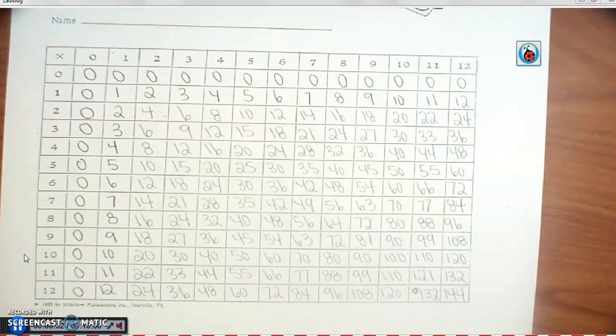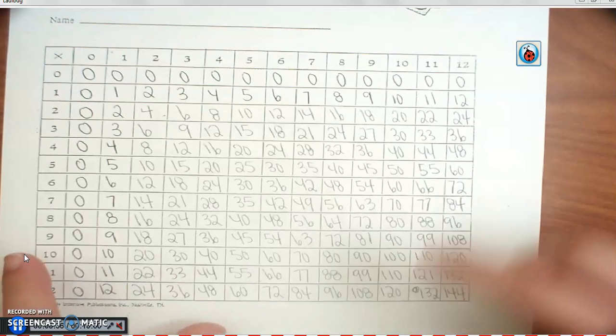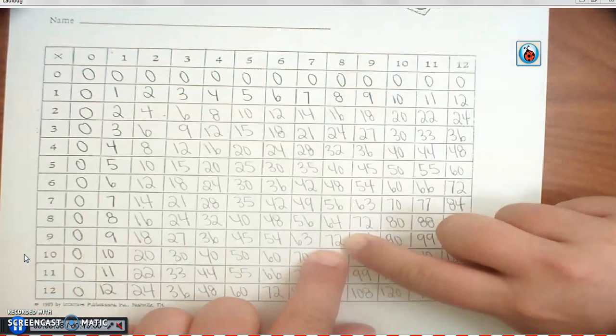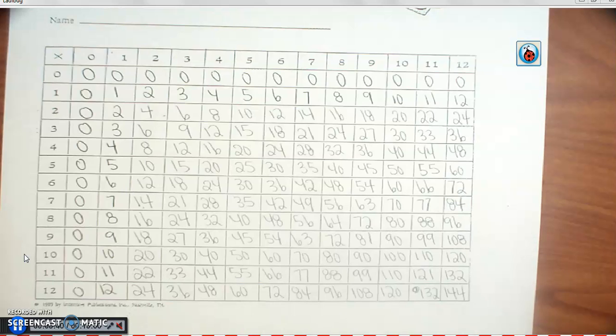We will keep working on those, but just know that you should be able to use these to go back and find any fact. Okay, 9 times 8, 72. Okay, you should be able to recall these facts really quickly because it's going to help you when we do math where you have to multiply and divide very quickly.